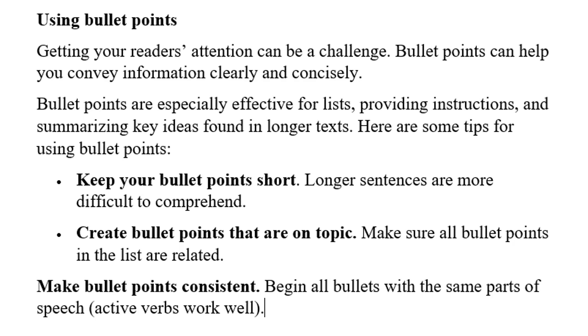When you do bullet points, you want to keep them short. Right? Shorter sentences are better than longer sentences. You want to make sure that every bullet point is on topic. So if you have a document with 5 different topics, you want to make sure that each bullet point within those topics are related to that particular topic. And finally, you want to make bullet points consistent. You want to use the same parts of speech at the beginning of each bullet, particularly active verbs.